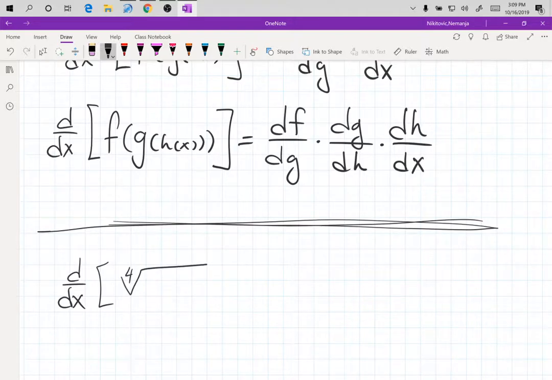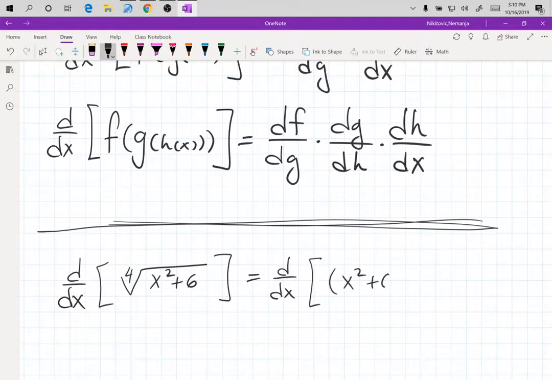So to quickly review, say that we had to take the derivative of, say, the 4th root of x squared plus 6. We would first rewrite this so we can see the exponent as x squared plus 6 to the 1/4. And then we would identify that the outer function f is x to the 1/4 and the inner function g is x squared plus 6.